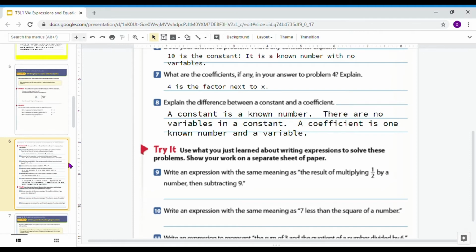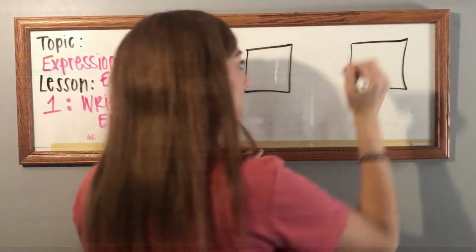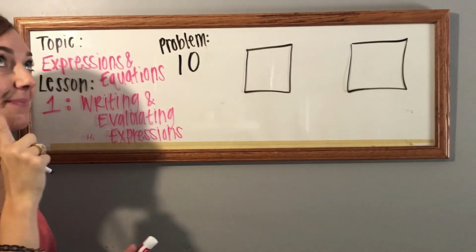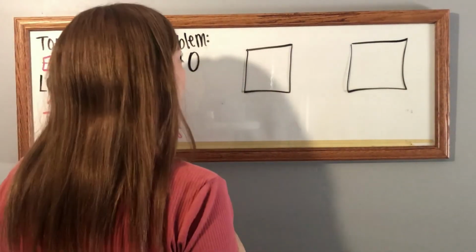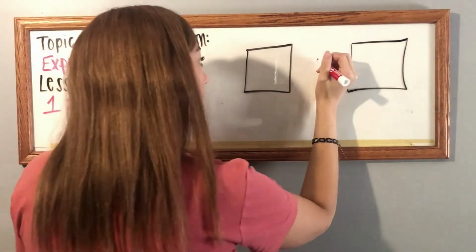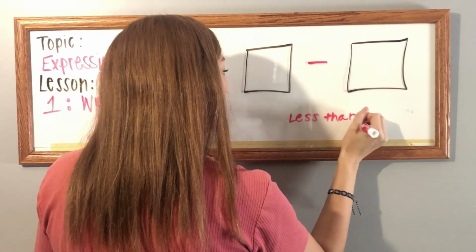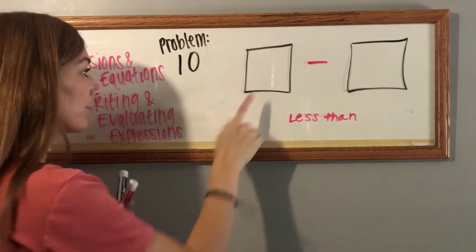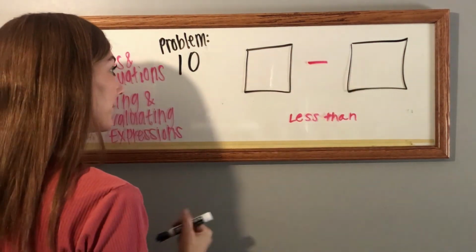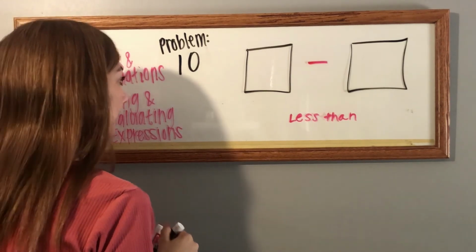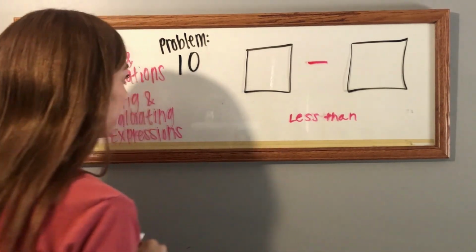Beautiful. Looking at number 10. Write an expression with the same meaning as 7 less than the square of a number. Interesting. So again, I'm thinking of what operation they are asking me to do, and I'm seeing my keyword, less than. So I'm thinking subtraction in my head. And then I'm trying to think of what my two terms are, my first term and my second term.